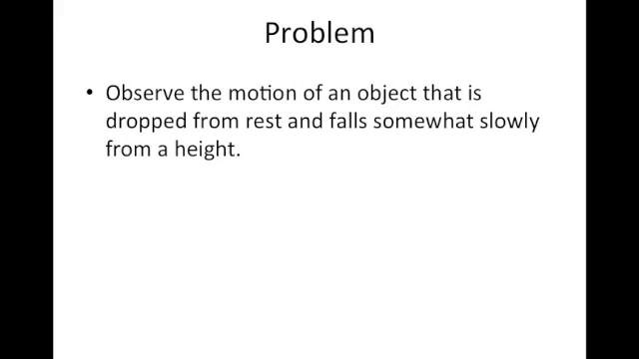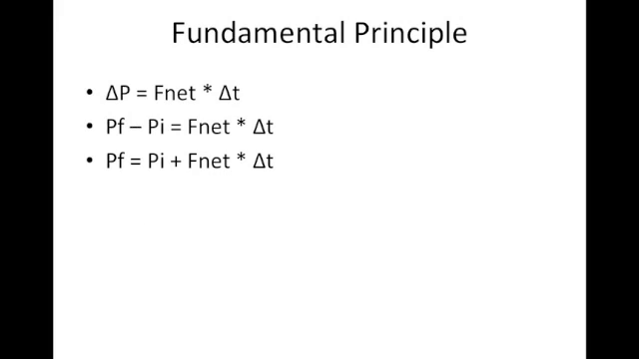Now that you've seen the tracker video, let's review the physics behind the gravity-only model. First, let's start with a fundamental principle. We start with delta P equals F net delta t. Delta P can be written as P_f minus P_i equals F net delta t. We then add the P_i, and we get P_f equals P_i plus F net times delta t. Divide the whole thing by the mass, and we now get v_f equals v_i plus the quantity of F net divided by the mass times delta t.